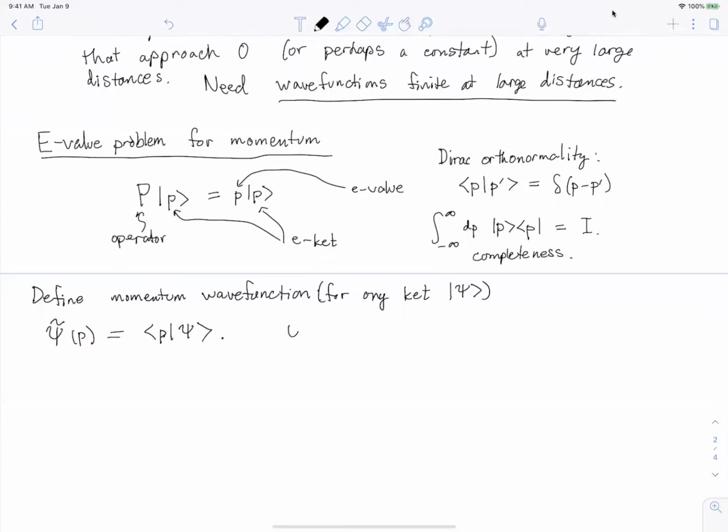Okay, so now using completeness, we can learn the following. Suppose we have two kets, phi and psi, and we take their inner product. Completeness says this is the integral from minus infinity to infinity dp of phi tilde of p star times psi tilde of p. So what this equation is doing is telling us how to compute an inner product if we've been given the momentum wave functions for the two kets involved.